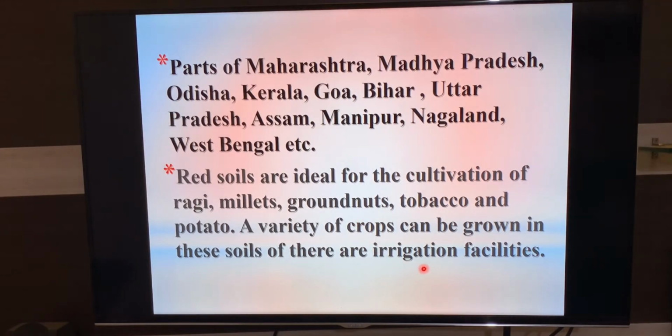The main reason why we need irrigation facility, as I told you in the beginning, is the geographical reason. The soil is more sandy and less clayey. That is the reason why we require irrigation facility. It does not have moisture in the soil, so we require irrigation facility.